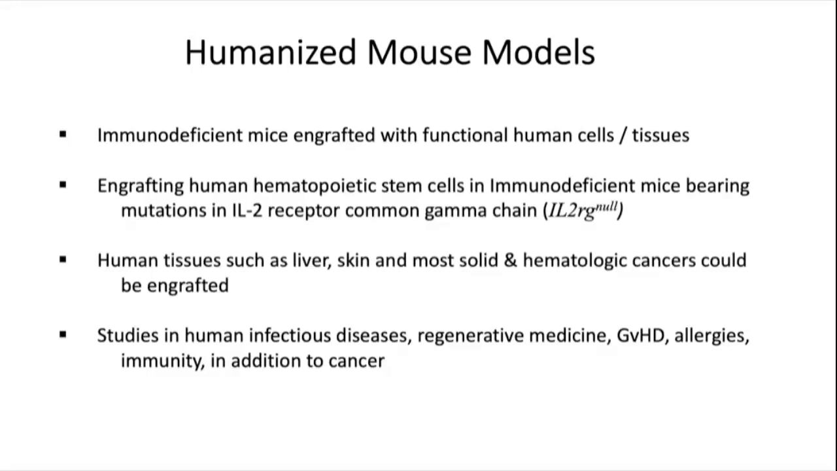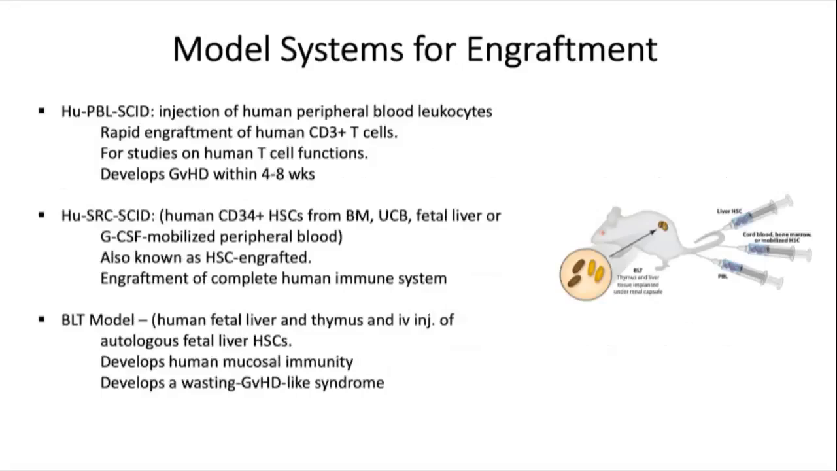And so these models respond like humans. Now, these kinds of models are used very much in human infectious diseases, regenerative medicine, graft versus host diseases, allergies, which are all specific to humans. For example, allergies is very difficult to replicate in animals. Now, for such studies, such models are very useful, found to be very predictive.